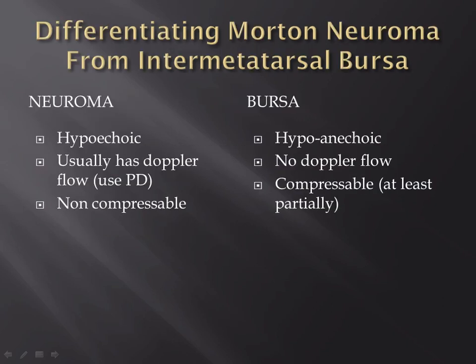The difference between a neuroma and a bursa: both are going to be hypoechoic. Bursa should be anechoic, but sometimes it's a little difficult to differentiate the two. Neuroma usually will have increased Doppler flow. You may need to put power Doppler on there just to confirm that. The neuroma should be entirely non-compressible. The bursa should be at least partially compressible, but in most of the examples that I've seen, it's not entirely compressible, but again, should otherwise follow a bursa pattern with hypoanechoic and no flow.